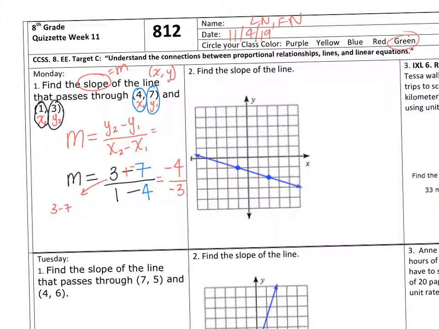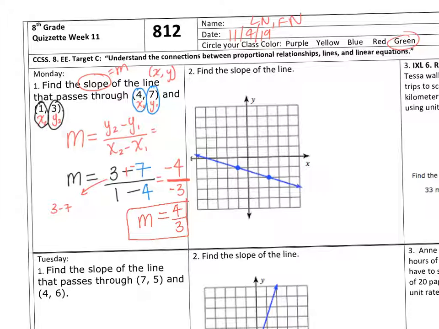Now, if you notice, you have a negative on the top and a negative on the bottom. When you have an even amount of negatives and you're dividing or multiplying, in this case, the fraction bar does mean division, you know that 2 negatives make a positive. So negative 4 divided by negative 3 is technically 4 divided by 3, or 4/3. So the slope of the line that passes through 4, 7, and 1, and 3 is 4/3.